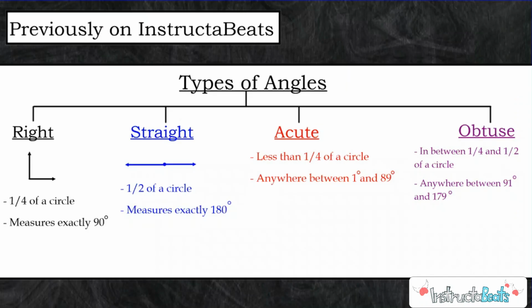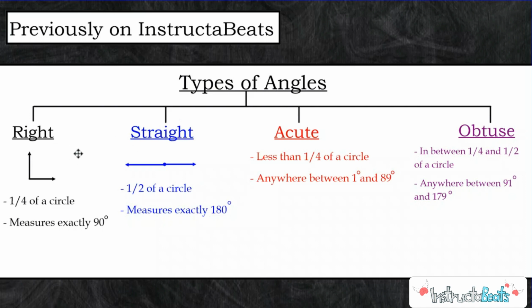But first, let's quickly look at what we learned previously on InstructaBeats. In our last lesson, we talked about the different types of angles, right? We have a right angle, a straight angle, and we have acute and obtuse. Our right angle is 1/4 of a circle, and it measures exactly 90 degrees. 1/2 of a circle would be a straight angle, and that is going to measure exactly 180 degrees.